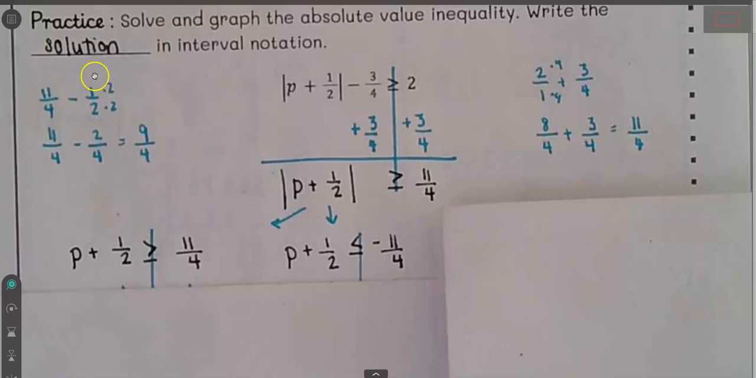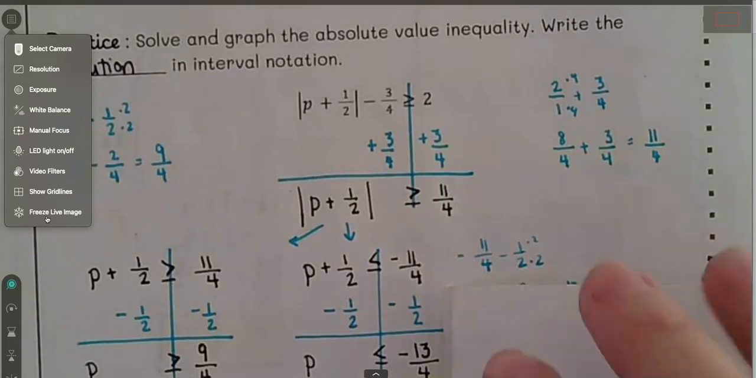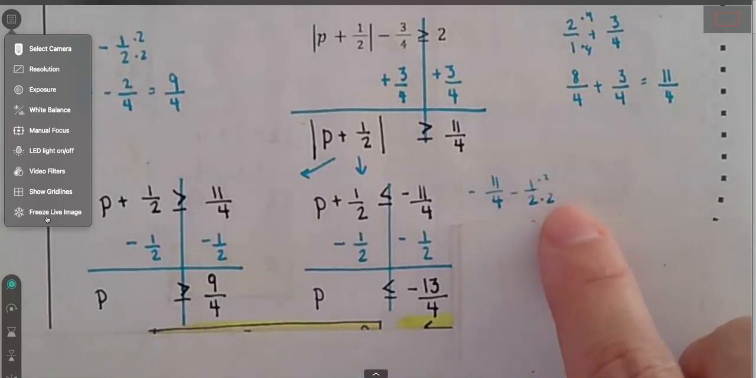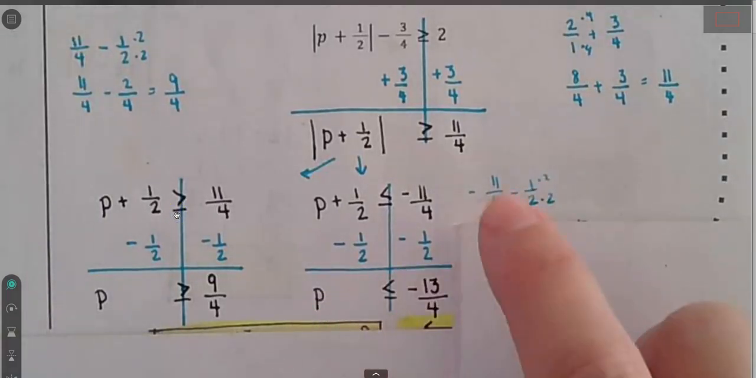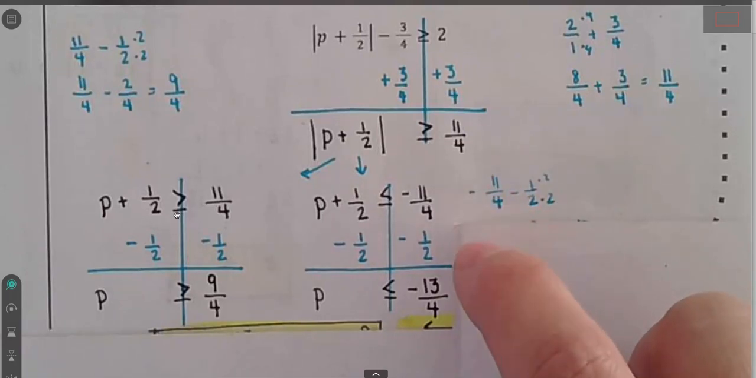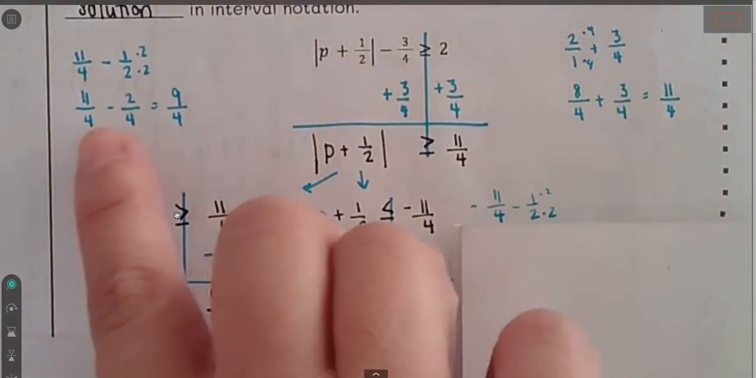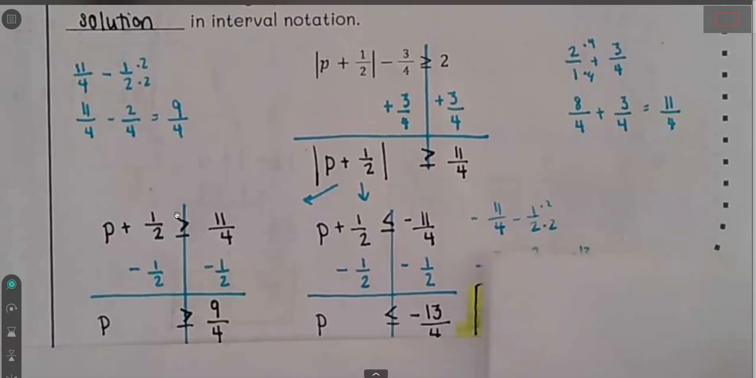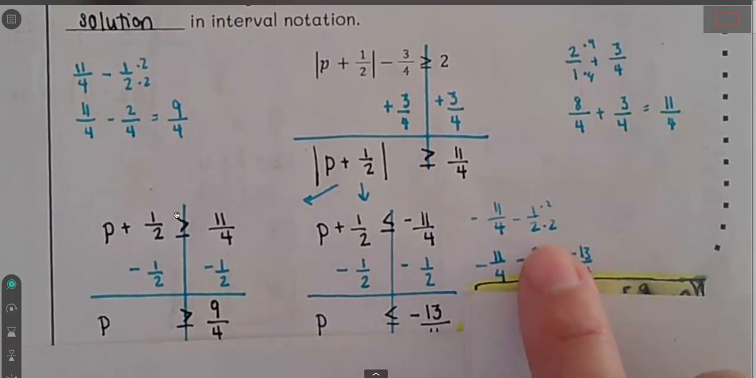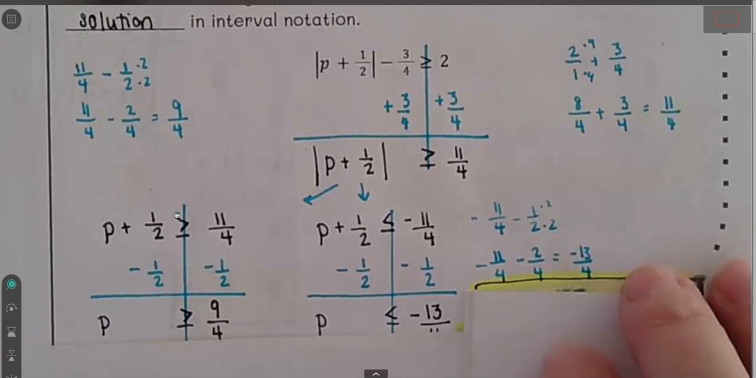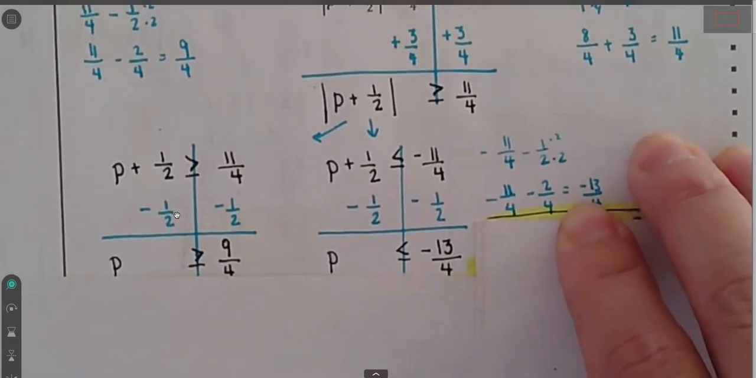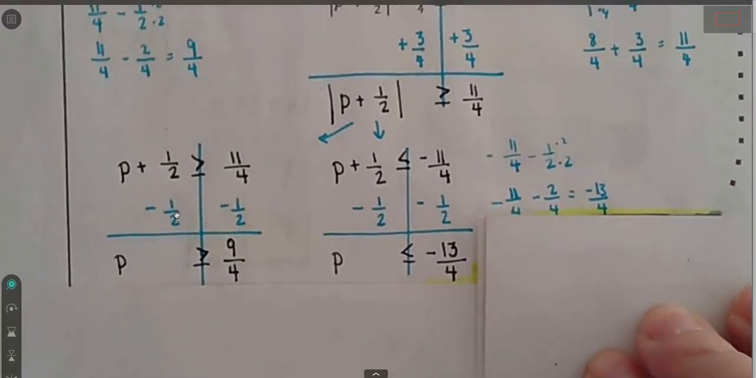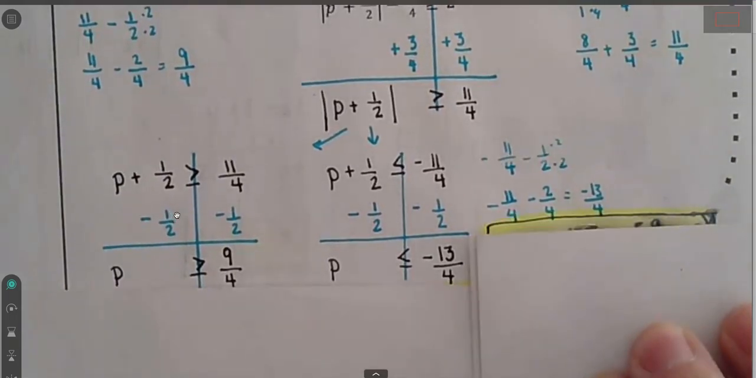Here is the answer. So when you subtract 1/2 from both sides, 11 over 4 minus 1/2, you need to multiply the 1/2 by 2, you get 9 over 4. Over here, negative 11 over 4 minus 1/2, multiply the 1/2 by 2. Oh, wait, it's over here. There we go. Negative 11 minus 2, negative 13. So we have P is greater than or equal to 9 over 4. P is less than or equal to negative 13 over 4.